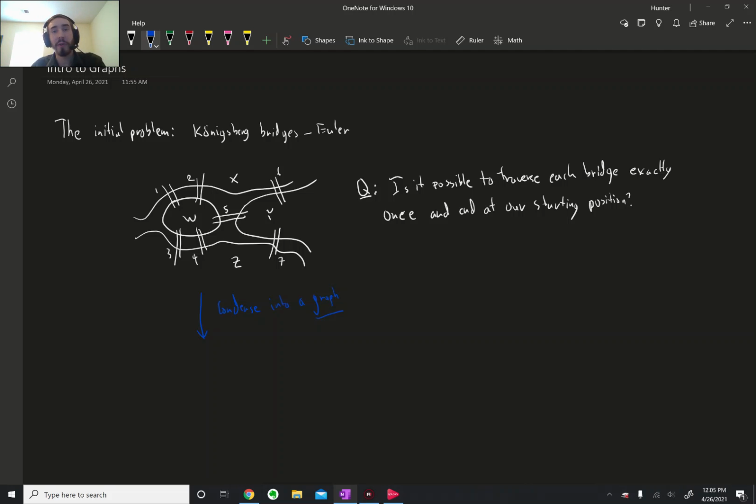And so the idea of a graph is we're going to have a collection of points that we're going to call vertices and a collection of edges that connect those points. And so in most problems, the vertices are going to represent some objects in our problem, and the edges are going to represent some relationships between them. So in this case, we're going to get a vertex for each island. And then the relationships between the various islands are the bridges that connect them.